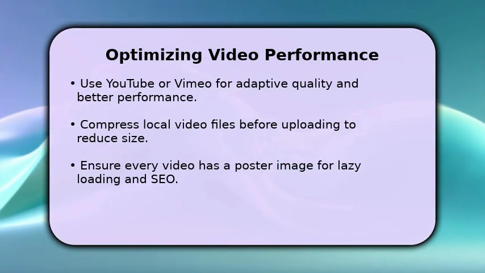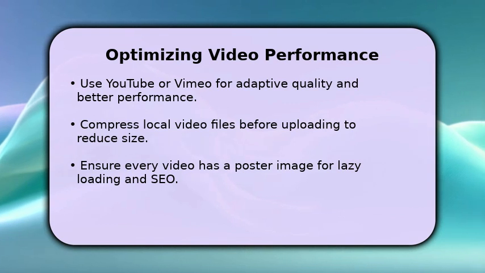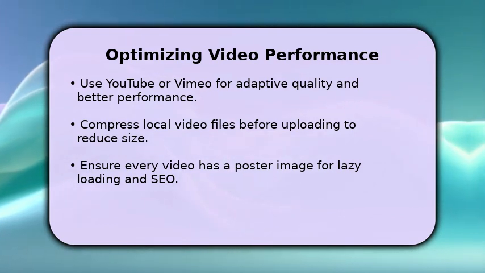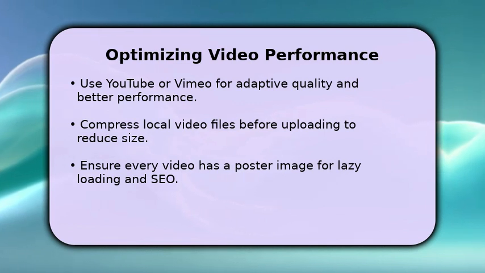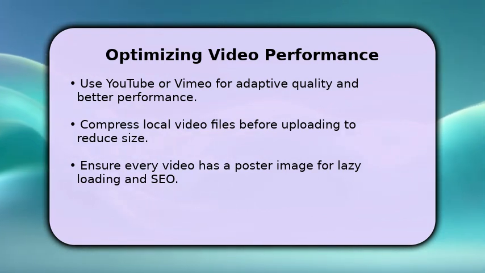Optimizing your videos is crucial for site performance. For high-quality or longer videos, embedding from YouTube or Vimeo is recommended, as these platforms handle adaptive quality. If uploading local files, compress them beforehand. Framer does not optimize the video content itself.